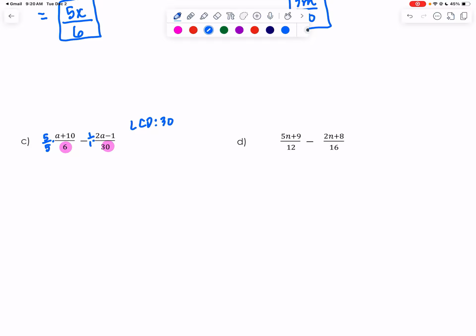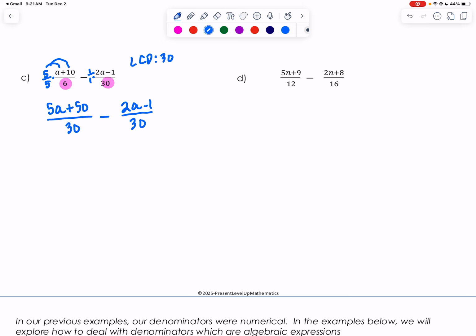So let's multiply our first fraction. Here we're going to have to use our distributive property because we're multiplying the quantity a plus 10 times 5. So 5 times a would give me 5a. 5 times 10 would give me 50. On the bottom, 5 times 6 would give me 30. This is subtraction. Now on the second fraction, we're multiplying everything by 1, so it's going to stay 2a minus 1, and the denominator is already 30. Now, be very careful on subtraction.